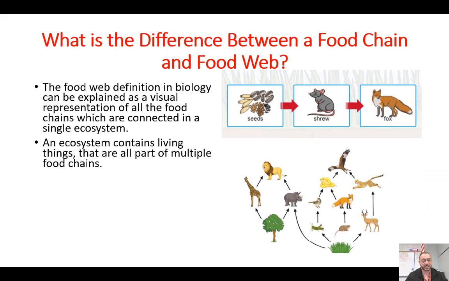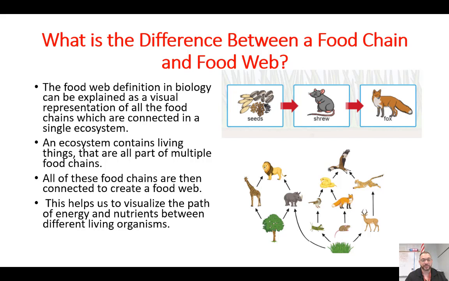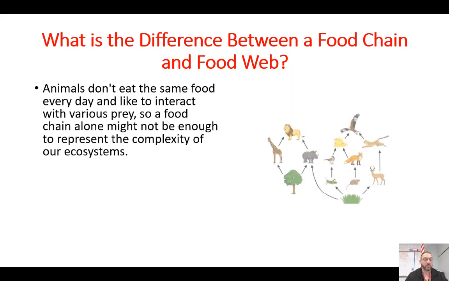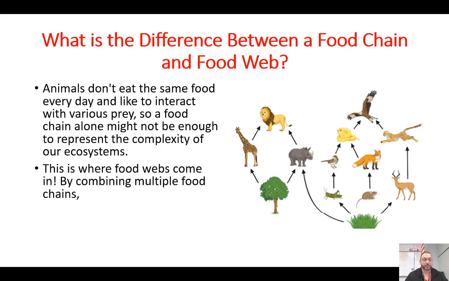An ecosystem contains living things that are all part of multiple food chains. All of these food chains are then connected to create a food web. This helps us to visualize a path of energy and nutrients between different living organisms, and animals that don't eat the same food every day and like to interact with various prey. So a food chain alone might not be enough to represent the complexity of the ecosystem that we're trying to discuss. This is where food webs come in, by combining multiple food chains.